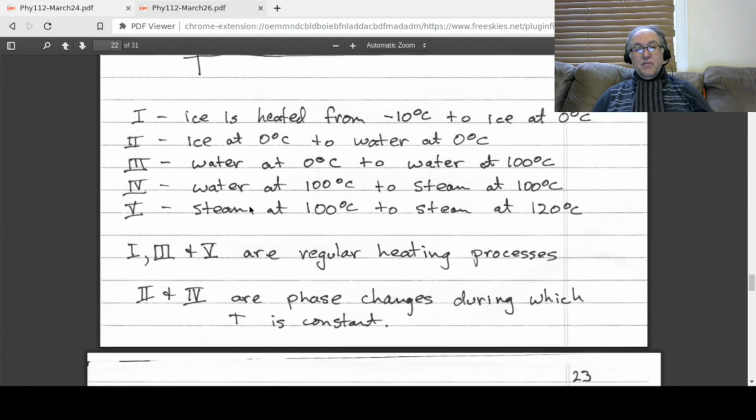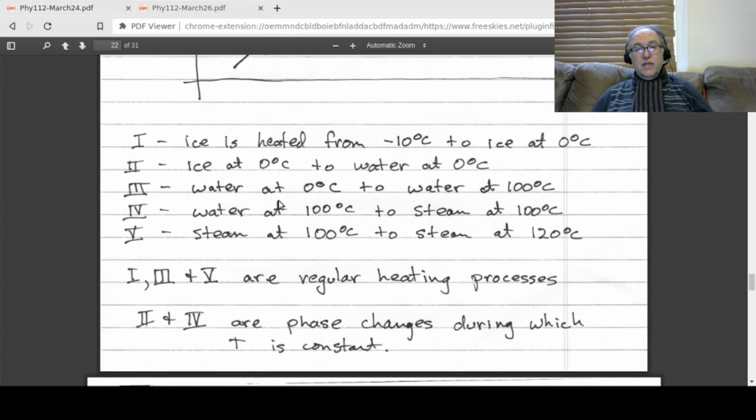You have to calculate 5 different steps for this heating, okay? And I just have them labeled here. It's exactly what I just said, all right? So stages 1, 3, and 5, they're just a regular heating process with specific heat. But stage 2 and 4 in the diagram, those are your phase transitions. 2 is where the melting happens, and you'll use the latent heat of fusion for that one. And number 4 is the boiling, and you'll use the latent heat of vaporization for that.